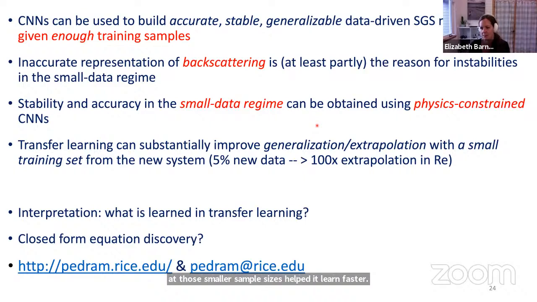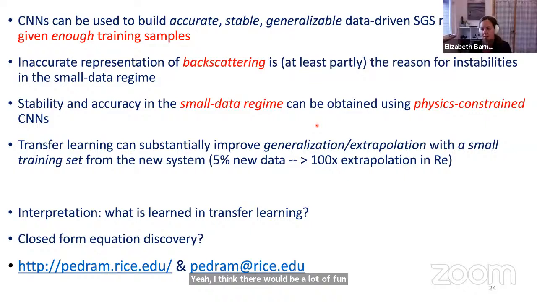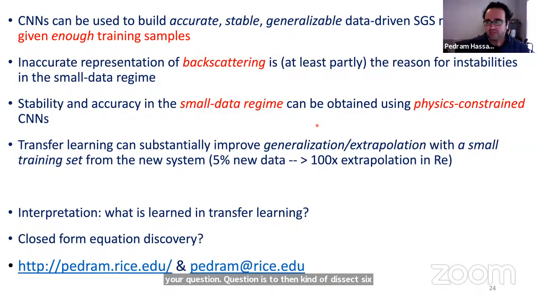incorporating the physics at those smaller sample sizes helped it learn faster? Does that make sense? Yeah, if I understand your question, if it is to dissect the neural network and see what changes were made, then sure, I think there can be a lot of value there to know how to better enforce those. Currently we are trying to see what has been done in machine learning in terms of equivariant neural networks, and none of them were designed, for example, for looking at Rossby wave breaking and better capturing that. But I think something that better guides us can be very, very helpful.